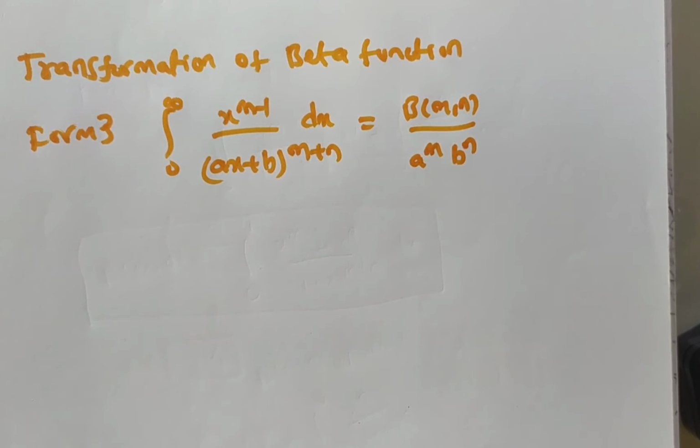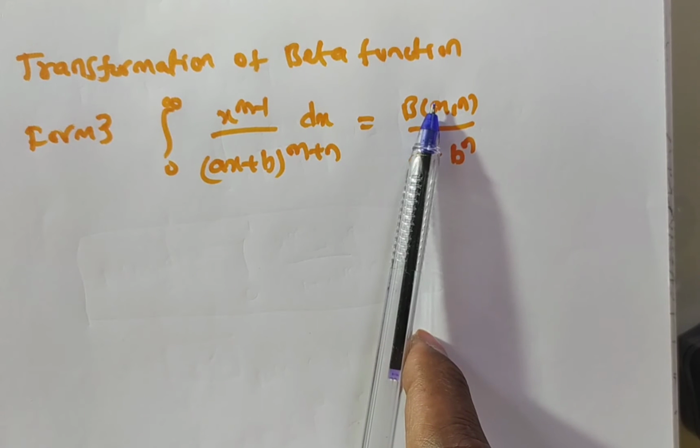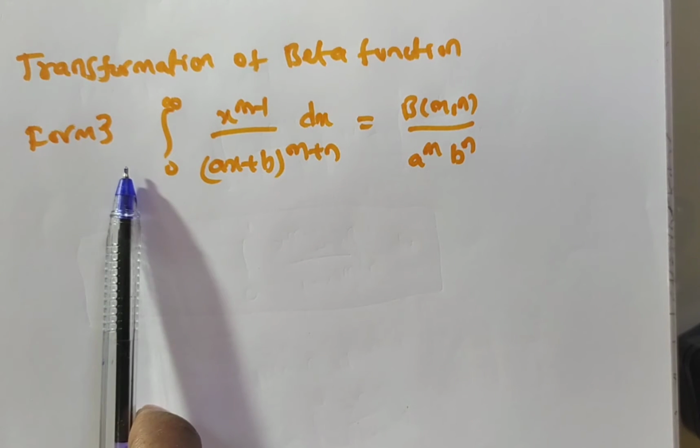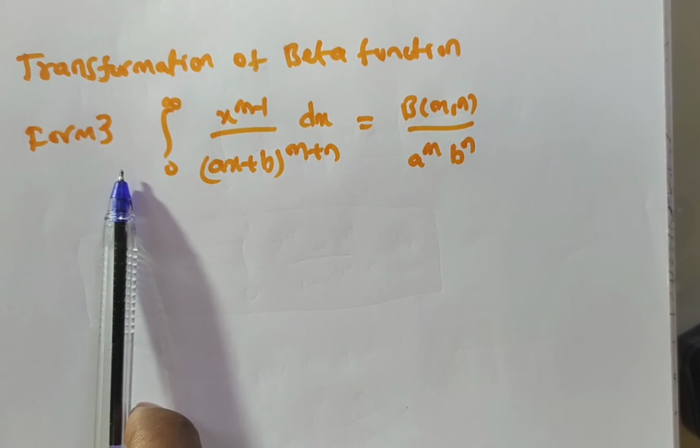Hi friends, now we are solving a transformation of beta function. That is form 3. In the previous videos we have done form 1 and form 2. Now we are doing form 3.